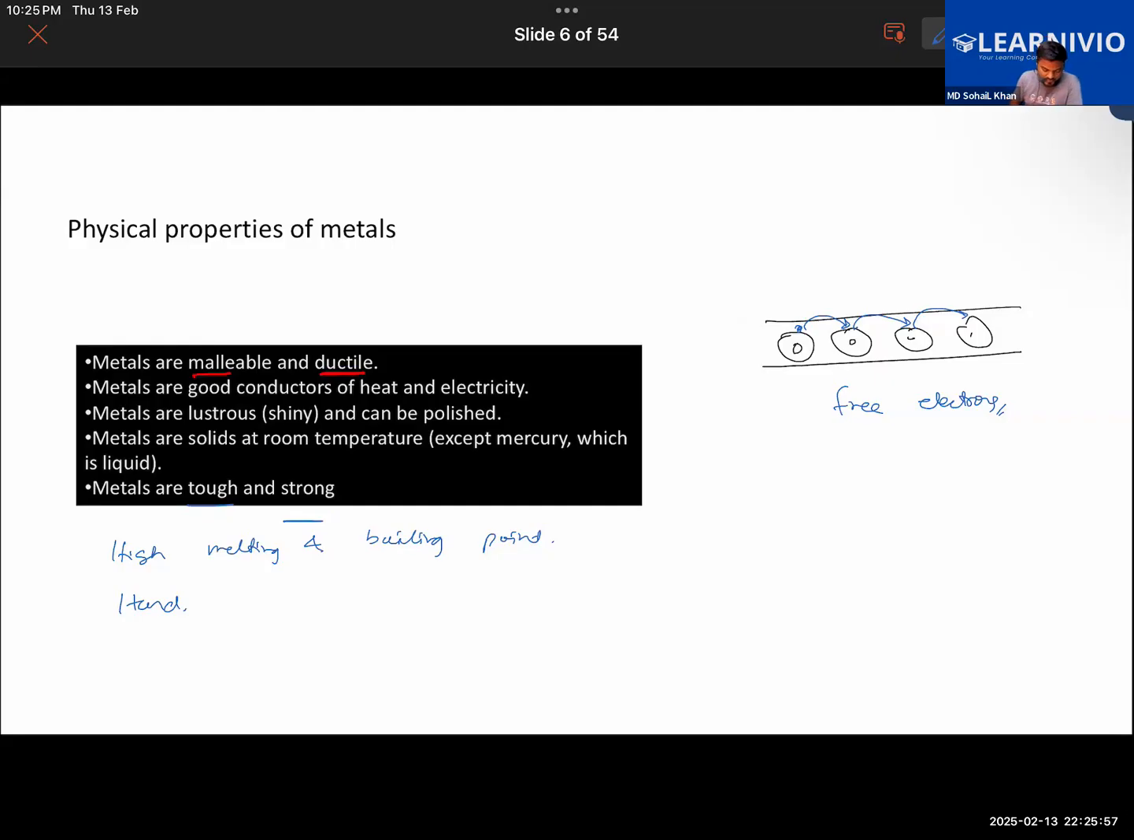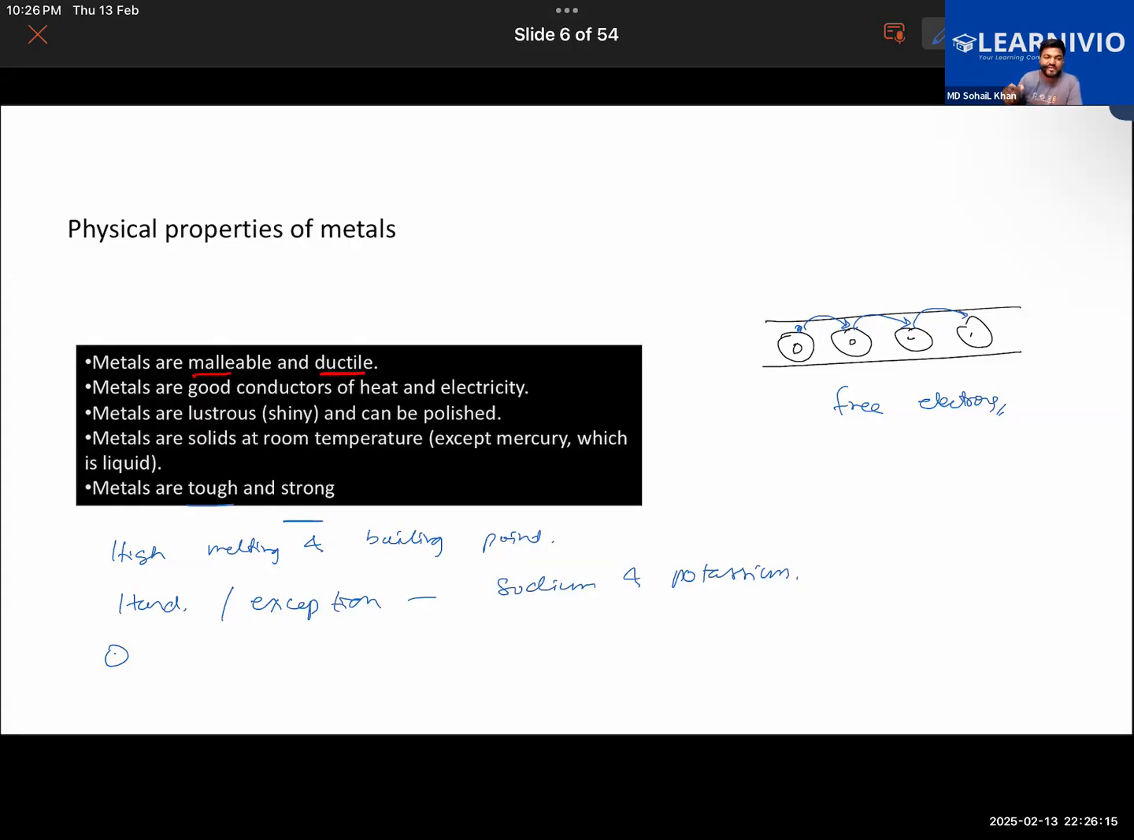Yes, sir. So you can cut them with a knife. Generally metals are hard, but there are exceptions. Sodium and potassium can be easily cut with a knife, and they are highly reactive.